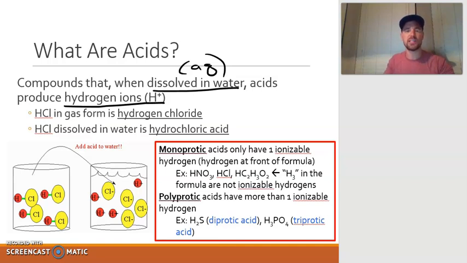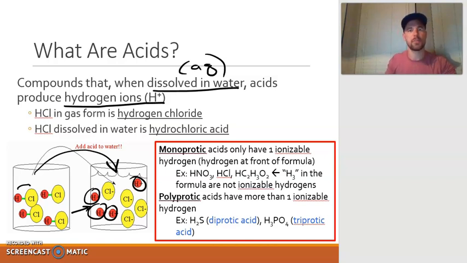So when we see HCl in the gas form, we learned in the last video that we call that hydrogen chloride. But when we see HCl dissolved in water, in other words aqueous, it now has a different name, hydrochloric acid. In the picture we can see that. Over here the hydrogen and the chlorine are still bonded together, so it's hydrogen chloride. But once we add it to water and everything ionizes, now you have these hydrogen ions, which makes the solution acidic.